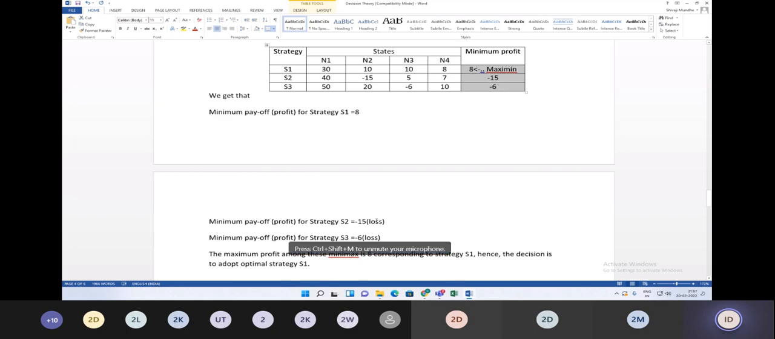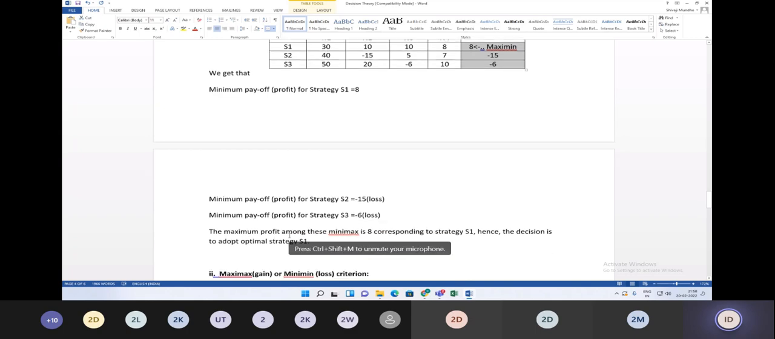Now, note down this statement. Hence, the maximum profit among these minimax values is 8, and 8 corresponds to the S1 strategy. Hence, the decision is to adopt the optimal strategy S1. So what decision will be taken by the manager? S1 will be the best strategy.